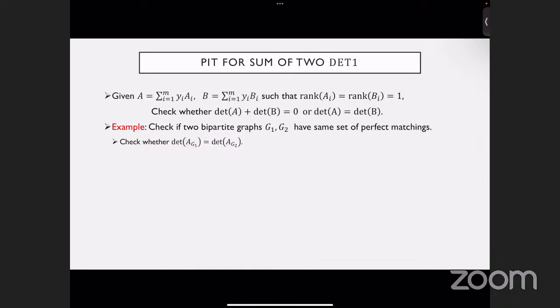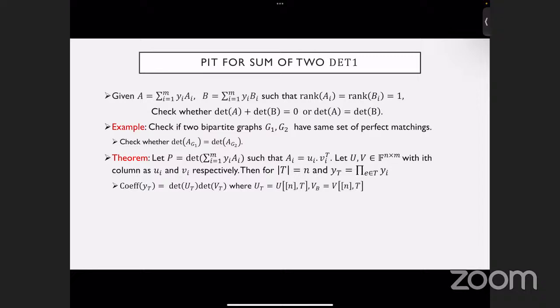So this problem captures the problem of checking whether two bipartite graphs G1 and G2 have the same set of perfect matchings or not. So in the previous slide, I discussed that each of the monomials corresponds to a perfect matching in the bipartite graph. So the input graphs G1 and G2 have the same set of perfect matchings if and only if the determinant of the symbolic matrix corresponding to graph G1 is the same as the determinant of the symbolic matrix corresponding to graph G2.